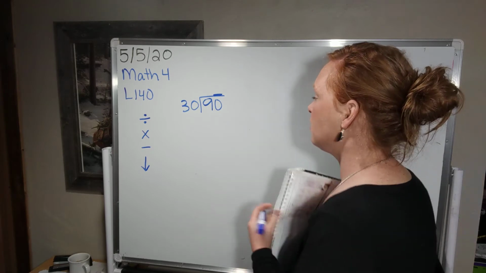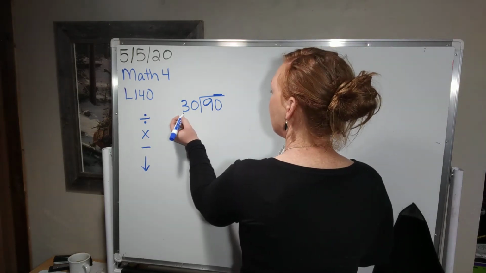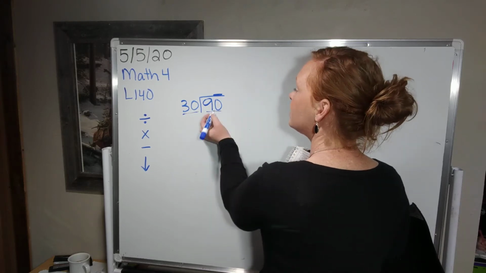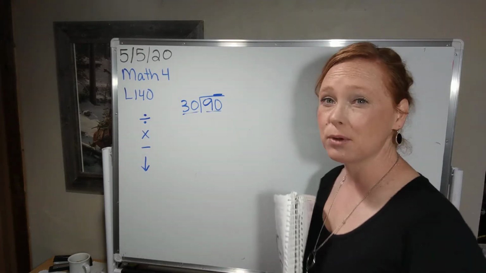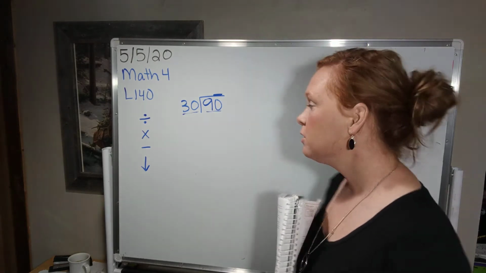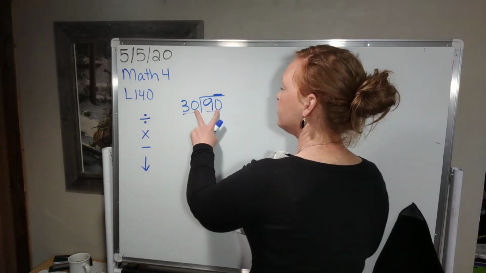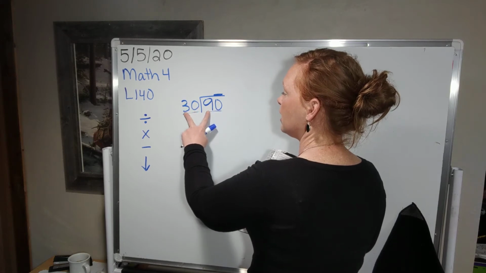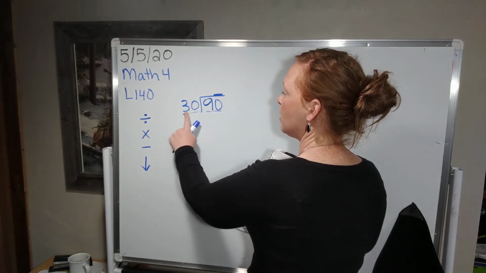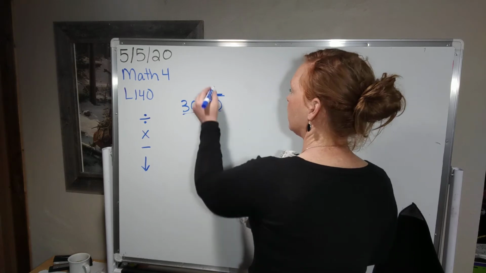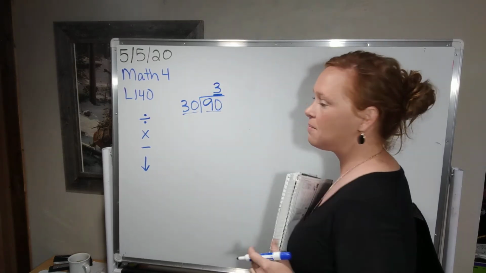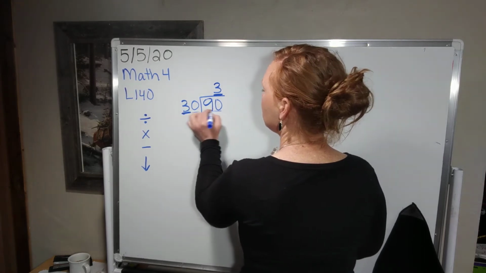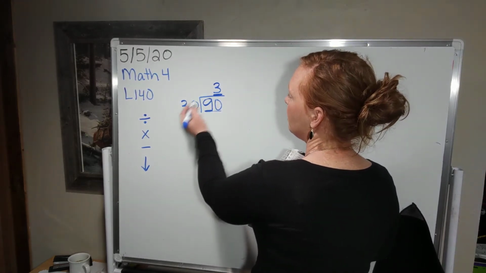So now I have to think about this. How many times can 30 go into 90? Or what is 90 divided by 30? Well, that's a pretty big problem, isn't it? So what we can do is, because they both have zeros, I can think about just the 3 and the 9. 9 divided by 3 is what? 3. So that gives me my best guess, okay? Looking at the first two numbers will give you your best guess. 9 divided by 3 is 3.